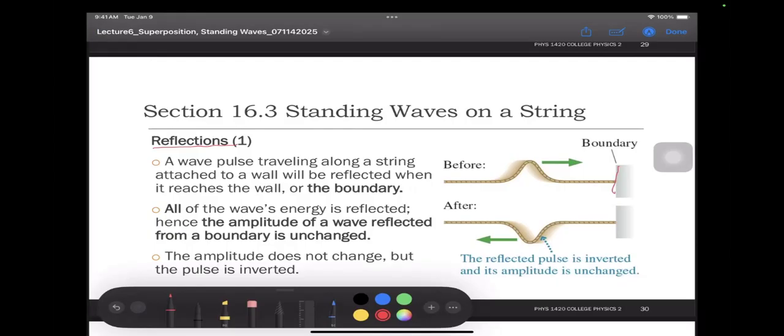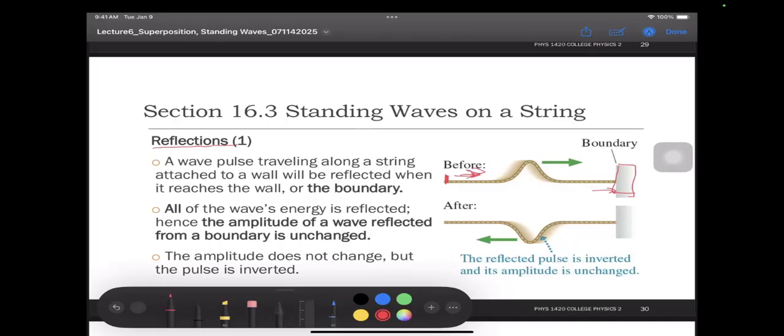For example, here is a boundary or a wall, and you give this string a wave, and there is a wave traveling in this direction. When the wave meets this boundary, it will be reflected. Does it make sense to you? I think this is a very common phenomenon.